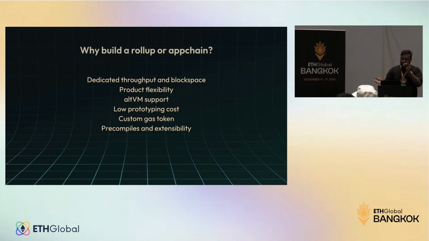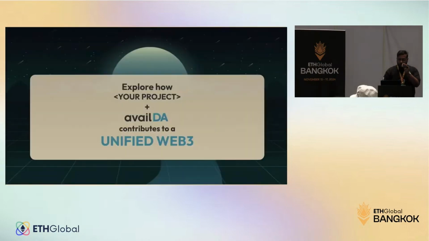We have all VM support, low prototyping costs, and low cost of experimentation, which might also be helpful for you. And also, a cool thing: if you want to go live into production mainnet, you can configure your chain to have a custom gas token, so you don't have to pay in ETH. You can use your own token for that. You can use any ERC20 token for that matter.